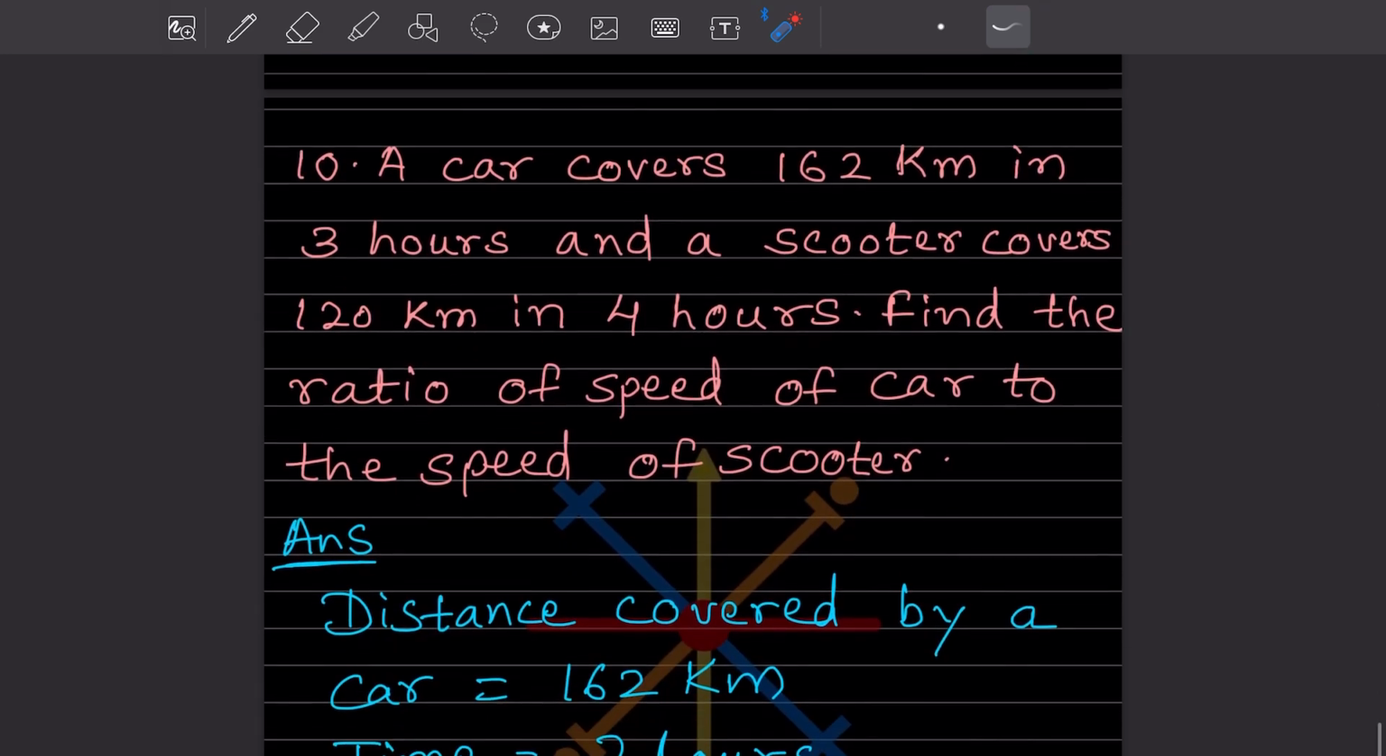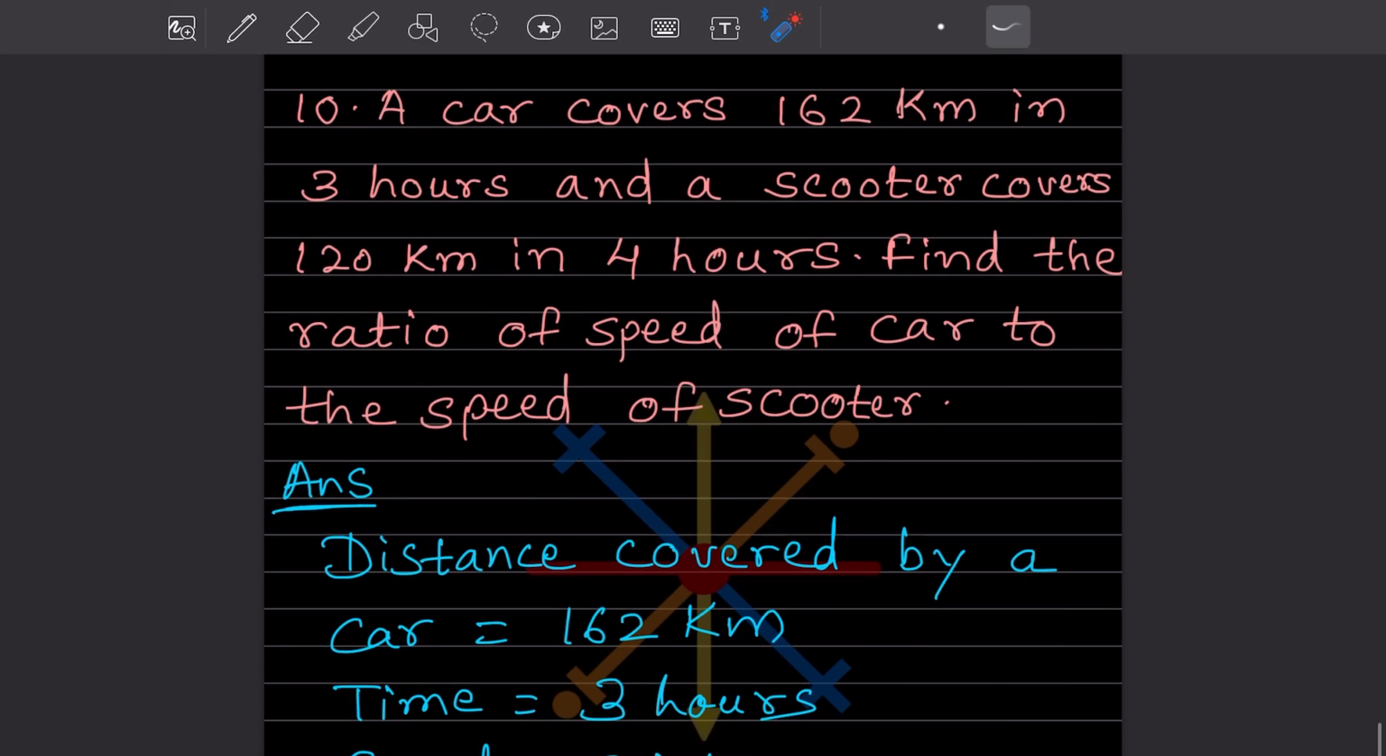So now the next problem says that a car covers 162 kilometer in 3 hours and a scooter covers 120 kilometer in 4 hours. Find the ratio of the speed of the car to the speed of the scooter. So now we have to see, this 162 kilometer, that is the distance, isn't it? So now what we will see here: distance covered by car, and the time, how much it has taken, is 3 hours. So 162 kilometer, it is taking 3 hours time. So we want the speed.